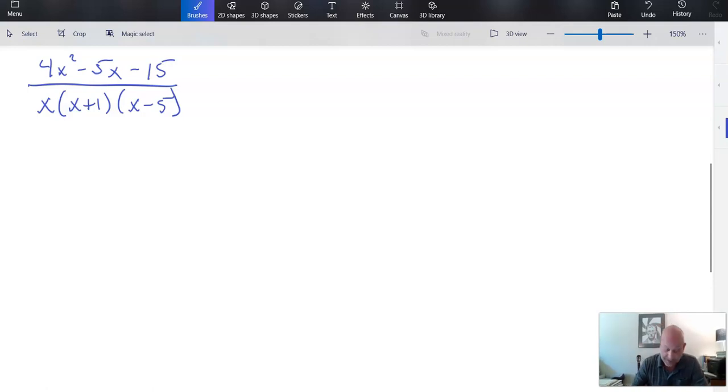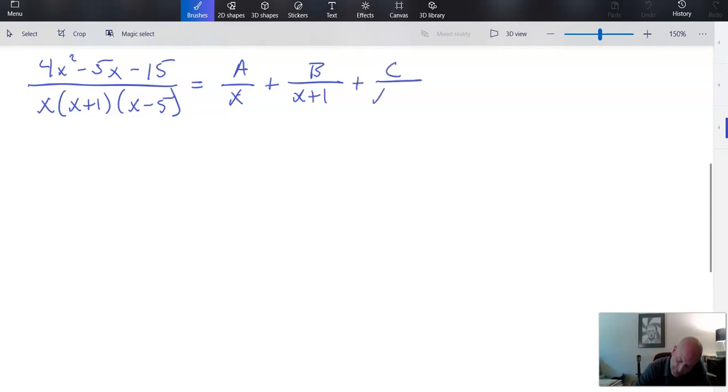so we don't have to do anything special. But we do end up with three different fractions that we're breaking it up into. The first one would be A over x, because x is my first factor. The next one would be B over x plus 1, and then C over x minus 5. So we have three things to find now, which means that the system we're going to deal with is going to be a 3 by 3 system. So we're going to have three equations and three unknowns. It's a little bit more work to get through these.